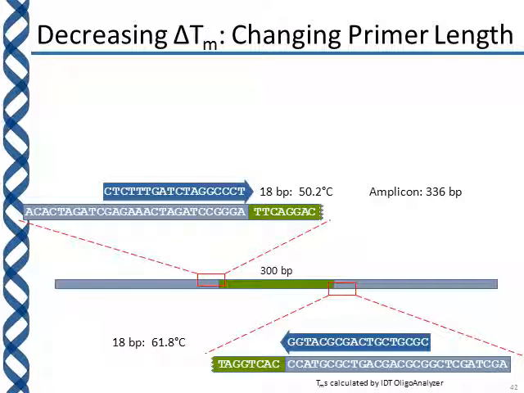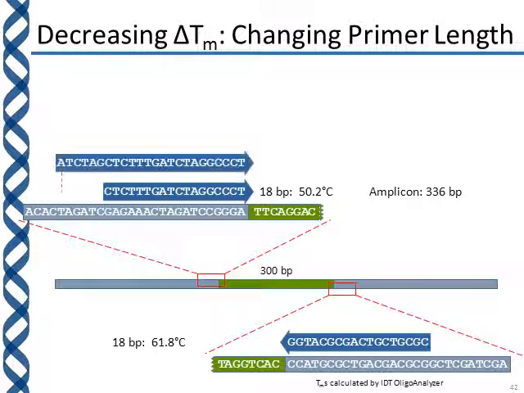So in the current situation, we would have an amplicon of 336 base pairs. Keep in mind that the PCR product, the amplicon, would be the 300 base pairs in the middle, but then it would also include the DNA that comprises both of the primers. So 300 plus 18 is 336. So that's where that number comes from, because the primers do become part of the final amplicons.